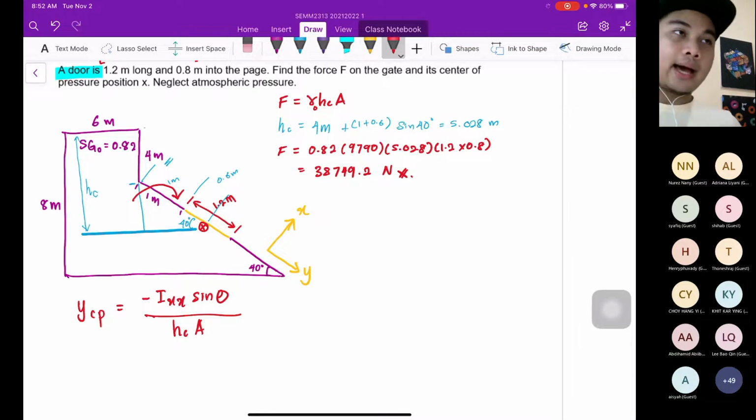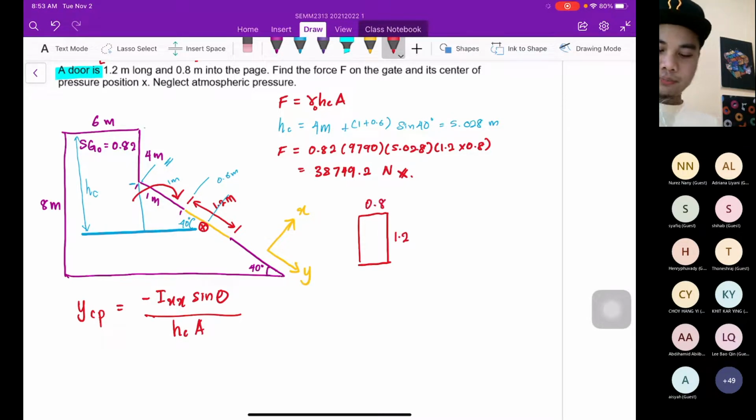However, how about IXX, the moment of area? Okay, first we need to make sure we know the area. This is the shape of the area, the door area. Okay, the height is 1.2 and 0.8. So according to the table, you can refer later on for the moment of area, IXX is referred to BH cube over 12. This is for rectangular. For the circle, we'll have different IXX.